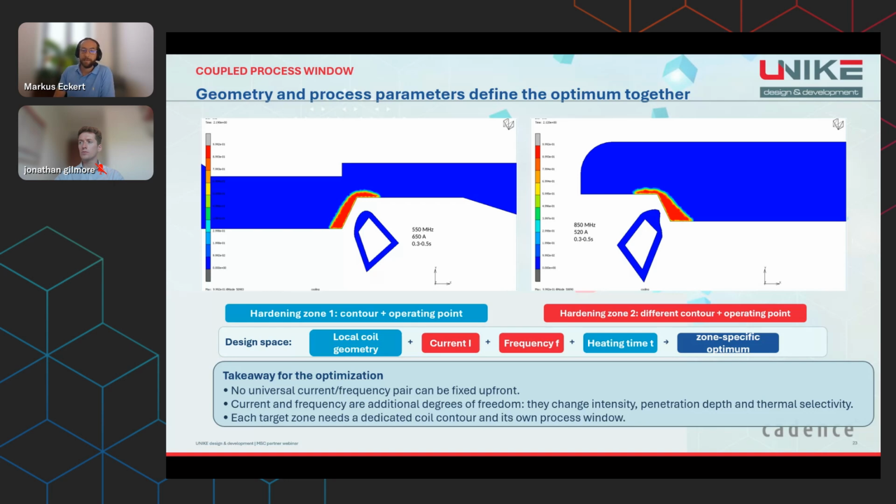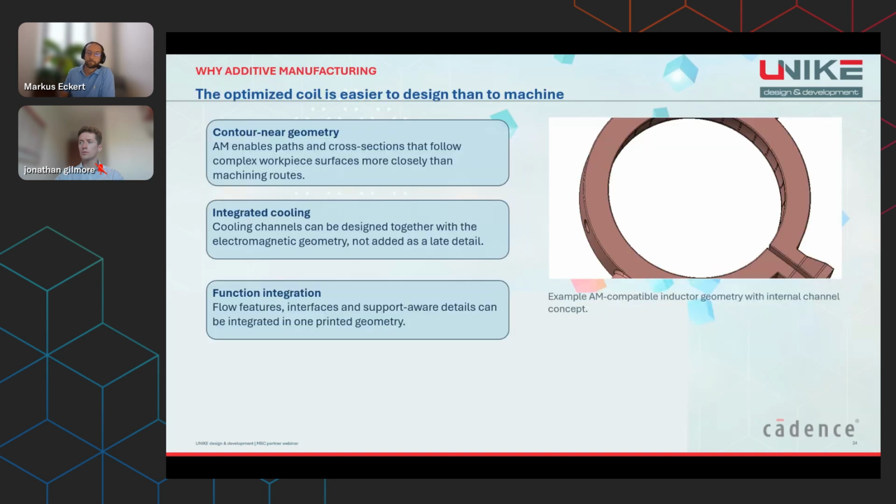This is the coupling that the optimization has to represent. Why is additive manufacturing so important in this case? The optimized coil is often easier to design conceptually than to manufacture conventionally. Continuous path and variable cross-sections can follow complex workpiece surfaces much better than classical machining or bending processes. In addition, the cooling can be developed together with the electromagnetic geometry.